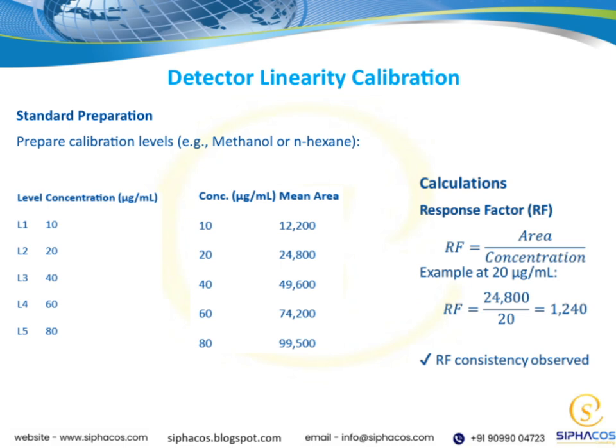Next, we focus on detector linearity calibration. This step is crucial because we want to confirm that our detector's response is proportional to the concentration of the analyte across the entire range we're interested in. By preparing these calibration standards properly, we can accurately assess the detector's linearity. This means if we double the concentration, the response should also double, which is fundamental for reliable quantitative analysis.